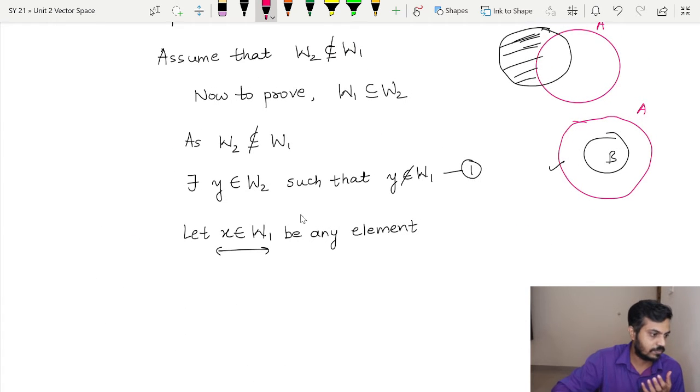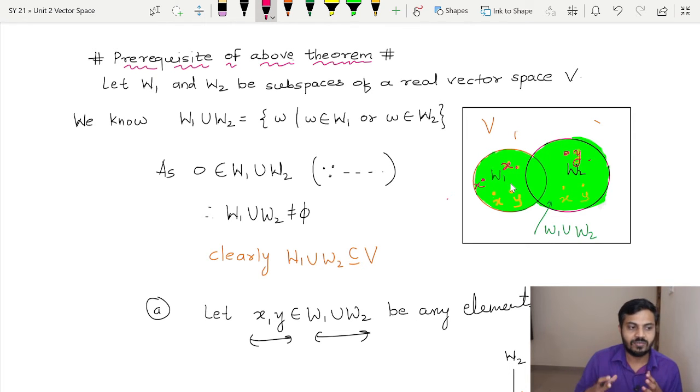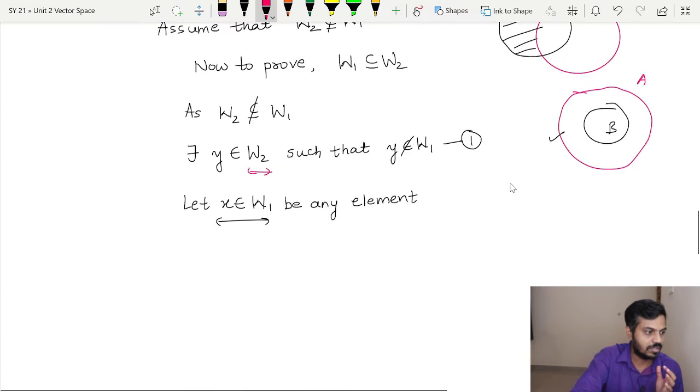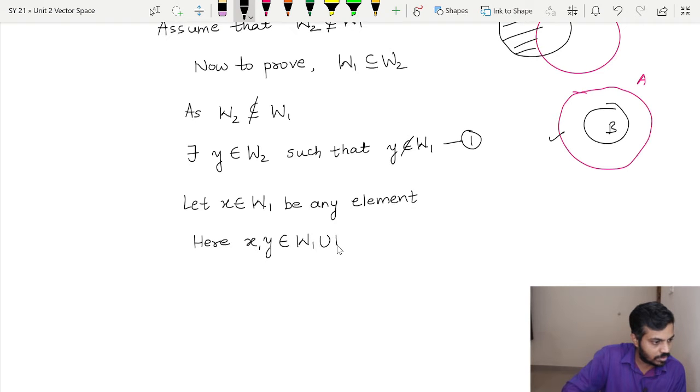And I also have an element of W2 that is nothing but Y. Thus it will be a member of the union as well, somewhere here. So this X and Y thus will be members of the union as well. So we can say here this X comma Y belongs to W1 union W2. But note, what is our assumption?